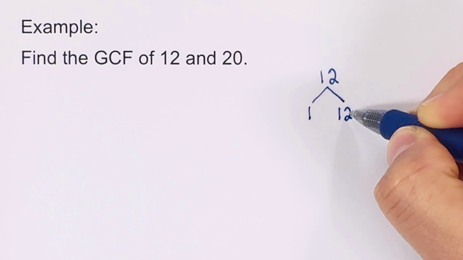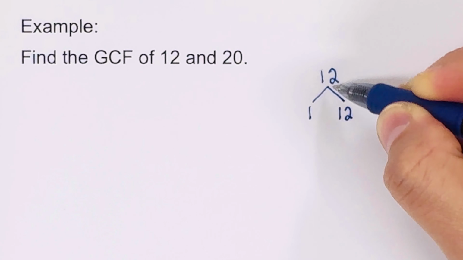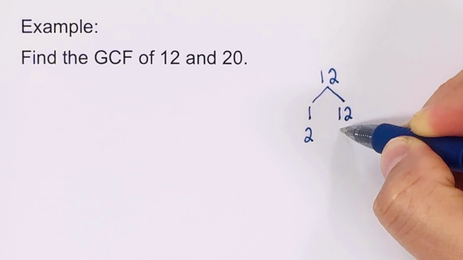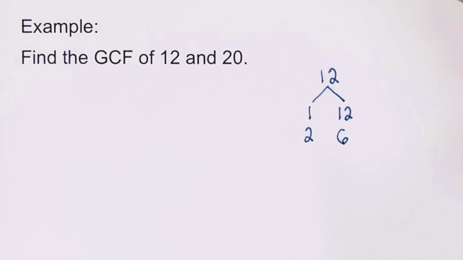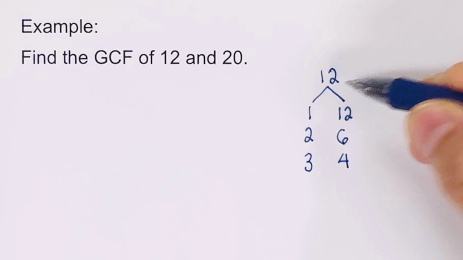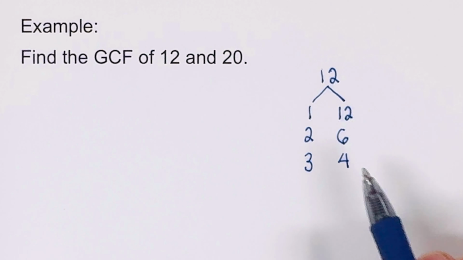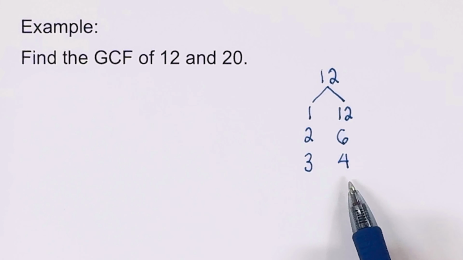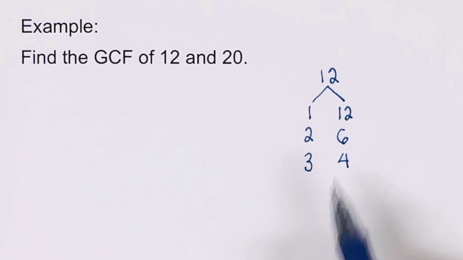So 1 times 12 is 12. And then we also have 2. 2 times 6 is 12. Then we also have 3. 3 times 4 is 12. So these are the factors of 12, because if you put 4 here, it's just going to go back. 4 times 3 is 12, and so pretty much these are all the factors of 12.